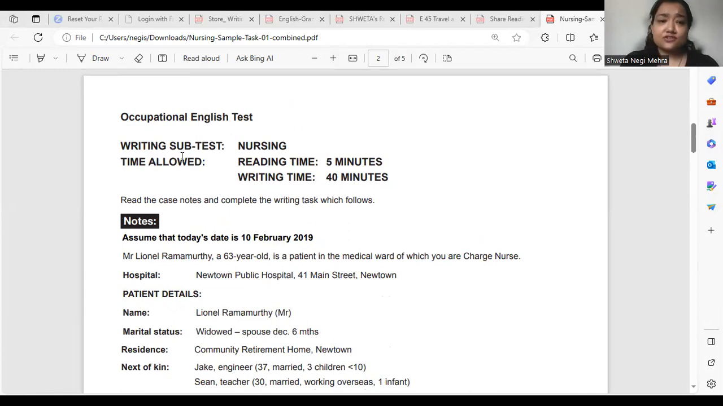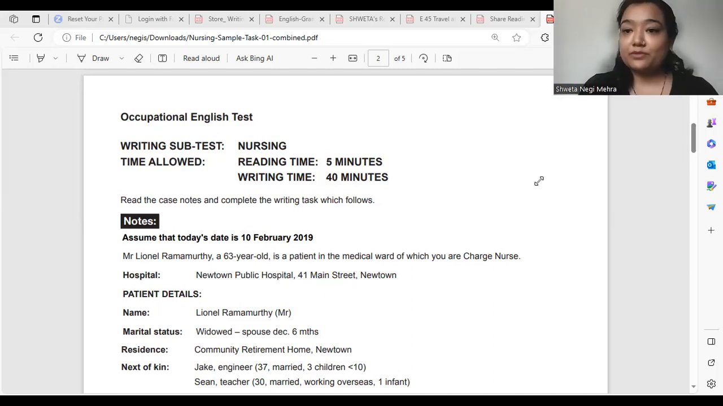Let's start with the Occupational English Test, that is your OET. This is the writing subtest. If you remember, OET has four modules: writing, reading, listening, and speaking. This is the writing subtest for nursing. Reading time is 5 minutes and writing time is 45 minutes. In total you will be given 45 minutes, out of which 5 minutes are for reading.